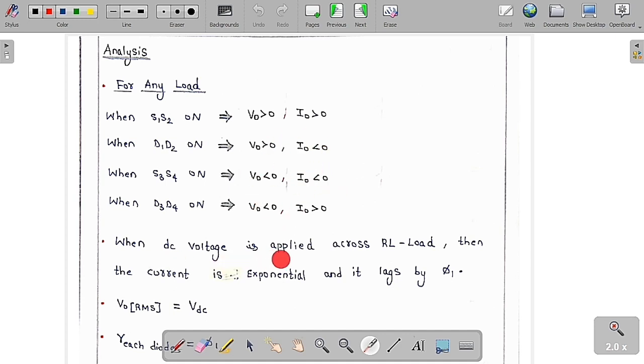Whenever DC voltage is applied across the RL load, the current is exponential and it lags by phi 1. This is a very important point. Whenever you apply any DC voltage across the RL load, the current is exponential, and as it is an RL load, the current should lag. So the current is going to lag the supply voltage by some angle phi 1.